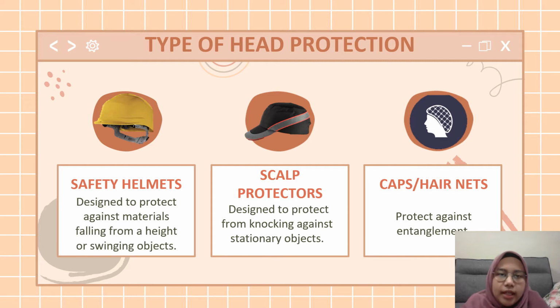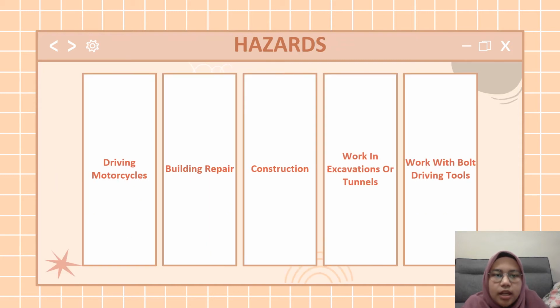The types of head protection: the first one is a safety helmet, designed to protect against materials falling onto the head or swinging objects. The second one is a bump cap, designed to protect from knocking against stationary objects. And the last one is a cap or hairnet, which protects against entanglement.